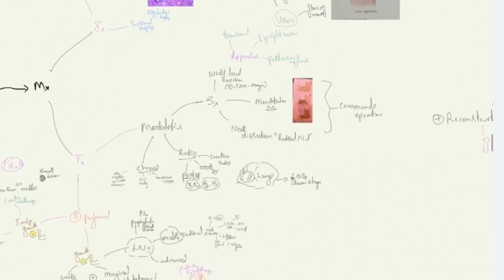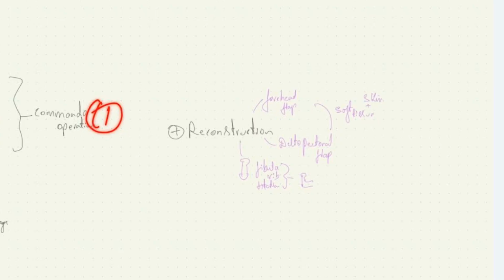After doing the surgery, the raw surface we cover by doing reconstruction. The skin and soft tissue is covered by forehead flap or deltopectoral flap. The gap in the mandible is covered by fibula, rib, or titanium. This is about carcinoma of buccal mucosa.